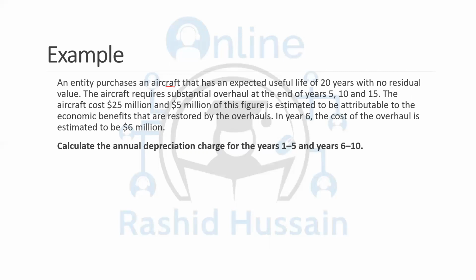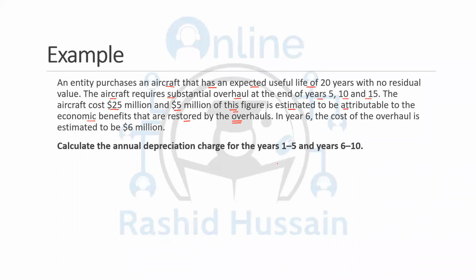An entity purchases an aircraft that has an expected useful life of 20 years with no residual value. The aircraft requires substantial overhaul at the end of year 5, year 10, and 15. That means after every 5 years. So whatever the cost of the overhauling is, it should be capitalized and then depreciated over the overhauling period, which is the 5 years. The aircraft costs 25 million, and 5 million within this figure is estimated to be attributable to the economic benefits that are restored by the overhauls.